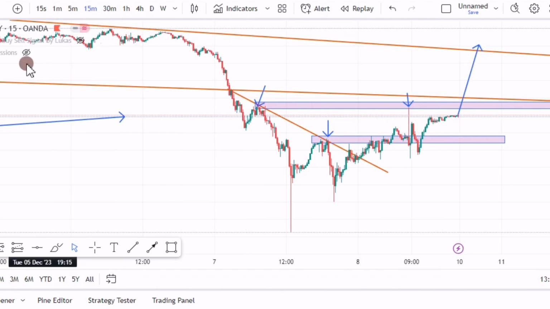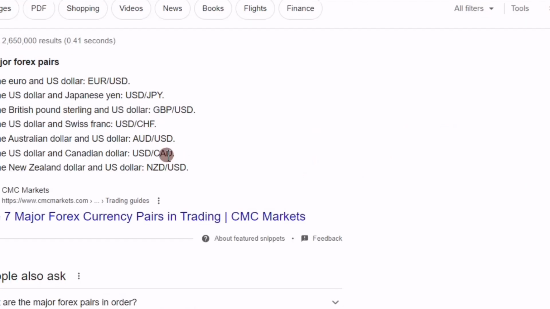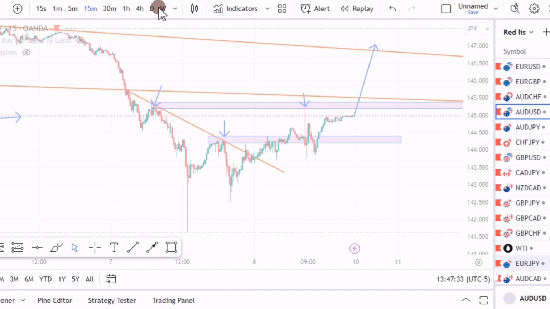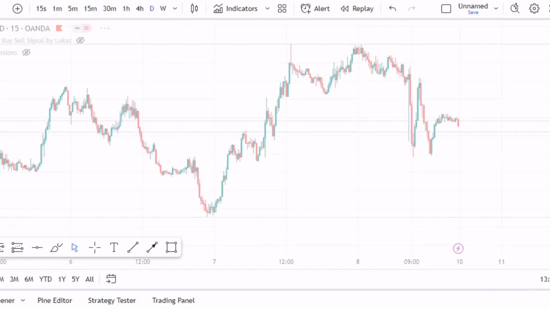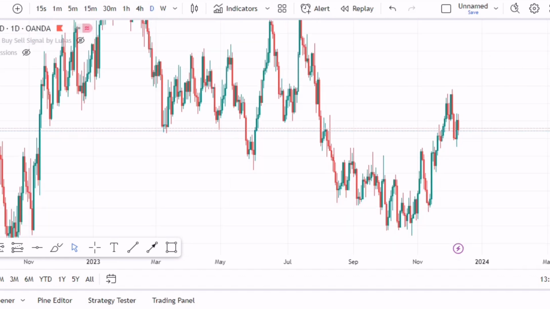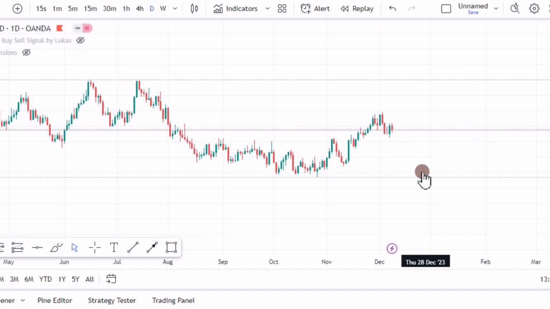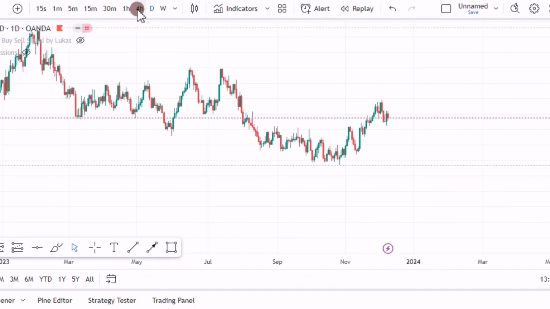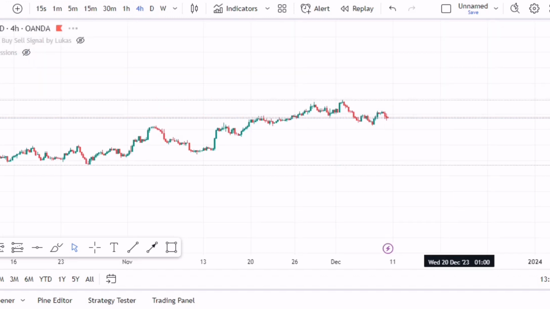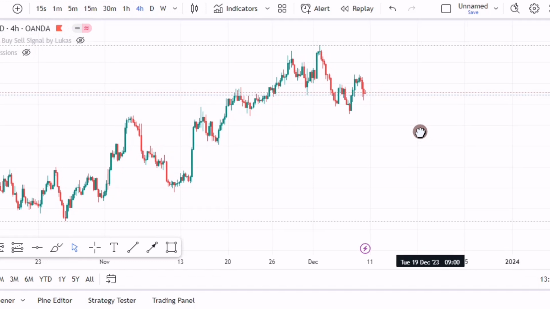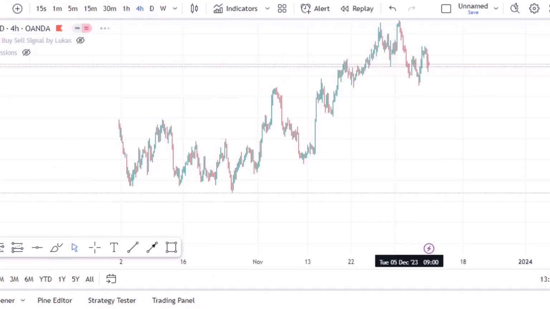Okay, let's take another one. This was USDJPY. Let's take AUDUSD. Starting from the daily, do we have something from the daily? Not quite. Let me take it to the 4-hour. Okay, right here we do have something, even though it's not really clear.